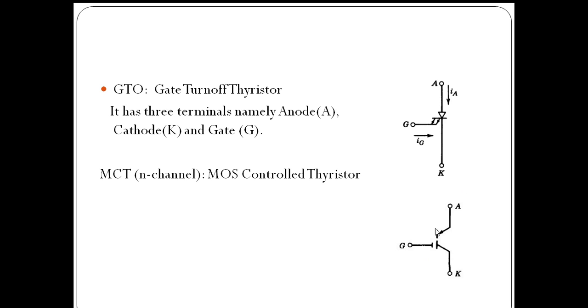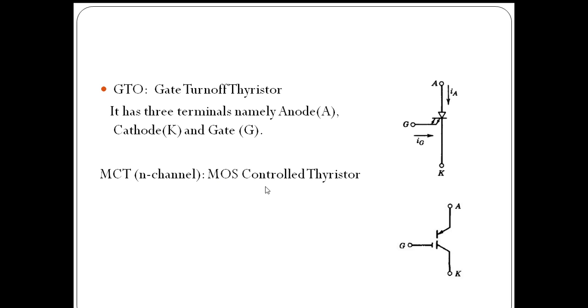So GTO will be normally like SCR only, three terminals, anode, cathode, gate. But for the gate, we are having two currents. One is to trigger the SCR, another is to turn off the SCR. One is a positive gate pulse, another one is a negative gate pulse. So this is the symbolic representation of GTO. And this IA will be the anode current flowing from anode to cathode. This is the gate, connected like this.